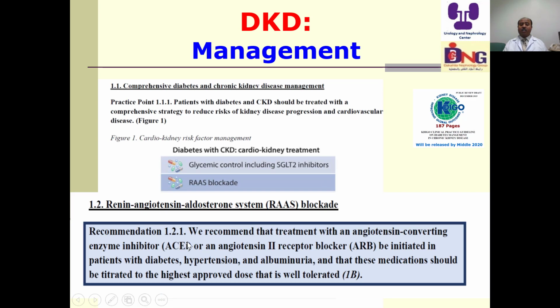So the recommendation here, as you see, with sufficient evidence, is that KDIGO recommends that treatment with an angiotensin converting enzyme inhibitor, or, don't say and, or, because we don't combine them, so an ACE inhibitor or angiotensin 2 receptor blocker, be initiated in patients with diabetes, hypertension, and albuminuria, and that these medications should be titrated to the highest approved dose that is well tolerated.